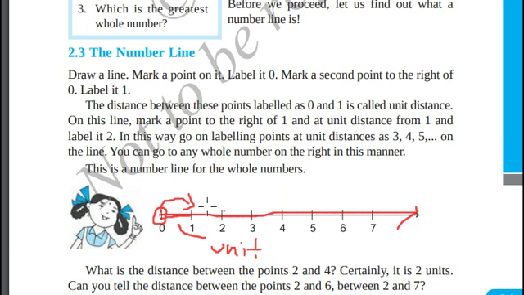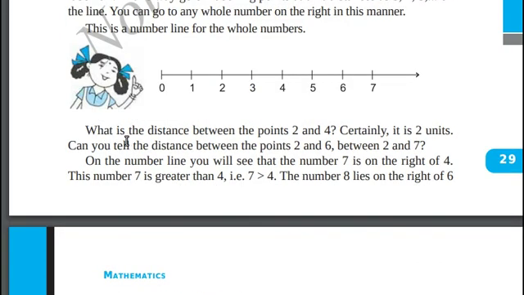And label 2 to the right of 1 and label 3 to the right of 2. Label 4 to the right of 3 and so on. Remember, we should maintain the same distance throughout. What is the distance between point 2 and point 4? 2 to 3 we have 1 unit distance, 3 to 4 we have 1 unit distance. So the distance between 2 and 4 is 2.